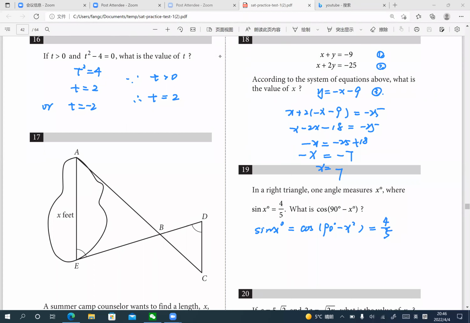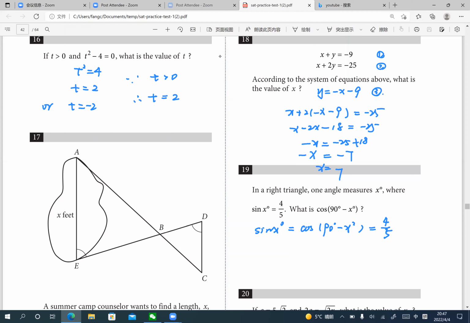Question 16. If t is greater than 0 and t squared minus 4 equals 0, what is the value of t? Because t squared minus 4 equals 0, which means t squared equals 4. So t equals 2 or t equals negative 2. Since t is greater than 0 from the given information, therefore t can only be equal to 2. So the answer of question 16 is t equals 2.